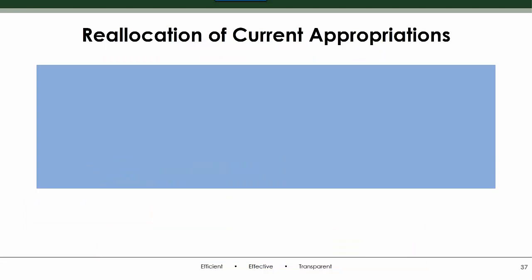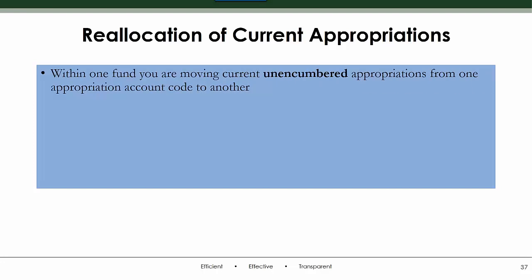Your appropriations cannot exceed your amended certificate. Okay, let's talk about reallocation of current appropriations. Remember, that's the intra-fund transfer, but nobody says that word because reallocation is less confusing. Within one fund, you're moving the current unencumbered appropriations from one appropriation account to another. And the word unencumbered is absolutely essential, and a lot of people don't look at it.